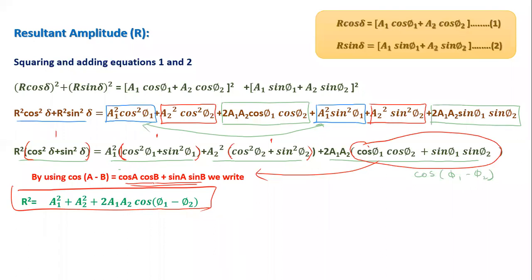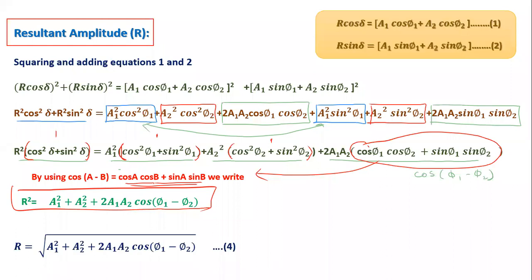But here we are given the heading, we have to obtain the expression for resultant amplitude, capital R. And we get a formula of R square. So let me write the formula of R. R is equal to the root of a1 square plus a2 square plus twice a1 a2 cos of phi 1 minus phi 2. This is the expression for resultant amplitude.